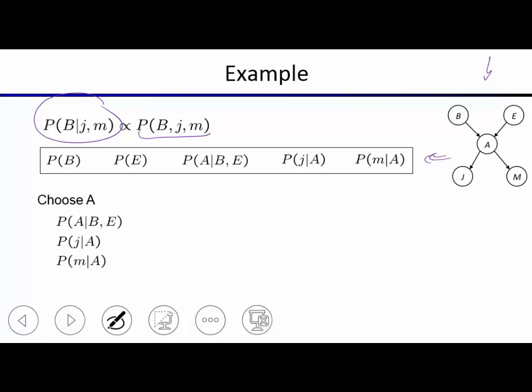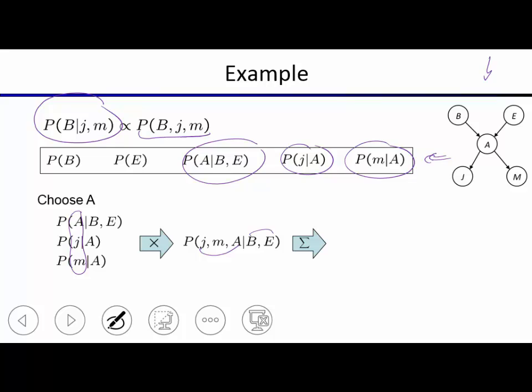That means we have to pick all factors that involve A, so these three over here. We join those together, which gives us a new factor. Just pay attention to the tracking here. We have J, M, and A upfront because they appear somewhere upfront, and then B and E nowhere appear upfront, so they stay in the back in the resulting join. The next step is to sum over A, eliminate it. So we use this factor here, sum out over A, and we get a new factor, which is this one here. In this transition, everything stays where it was in front and the back of the conditioning bar, just A disappears.